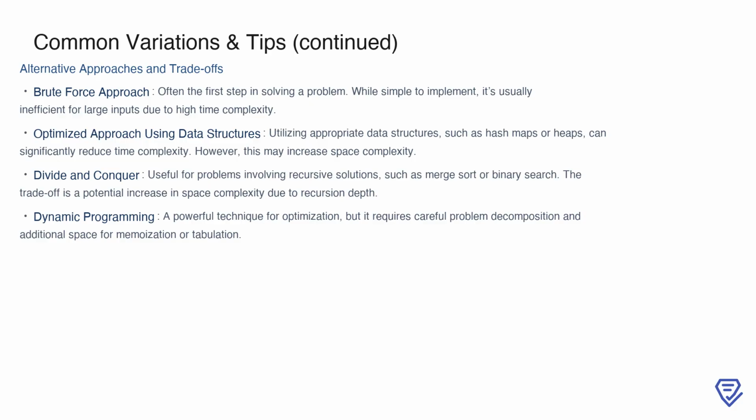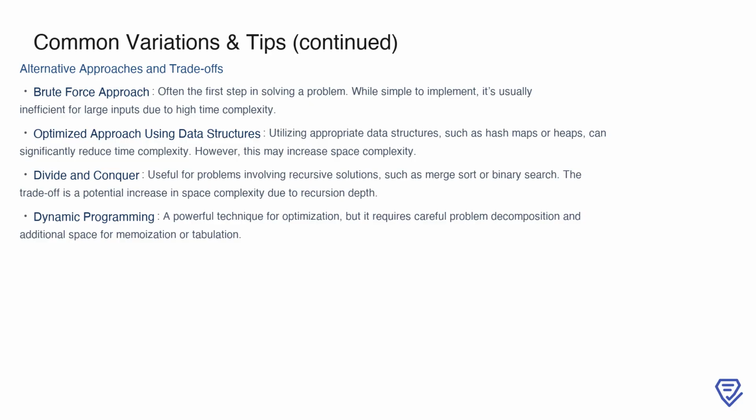When solving problems, it's also essential to evaluate alternative approaches and understand their trade-offs. A brute force approach is often the easiest to implement and can help you get started. However, it's usually inefficient for large inputs due to its higher time complexity. To improve efficiency, you can utilize optimized approaches that leverage data structures like hash maps or heaps. These can significantly reduce time complexity but might increase space usage.